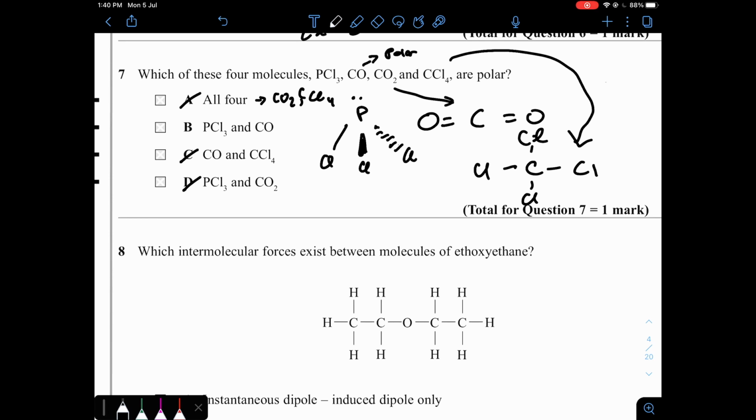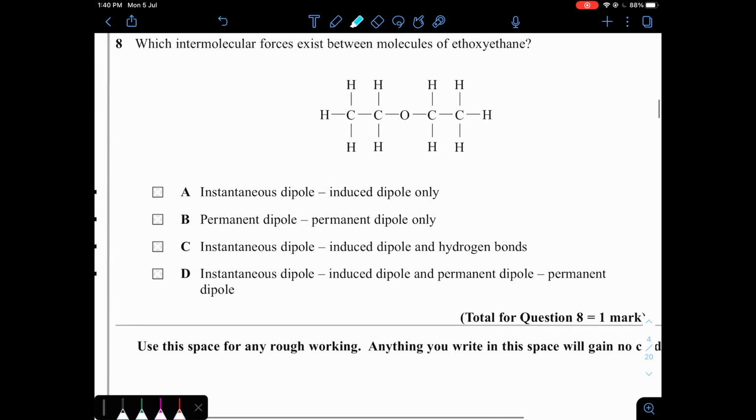So our answer must be B, because PCl3 is polar because of the lone pair, and also there's an unequal charge distribution in CO. So B is the answer.